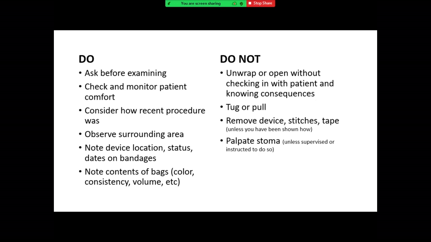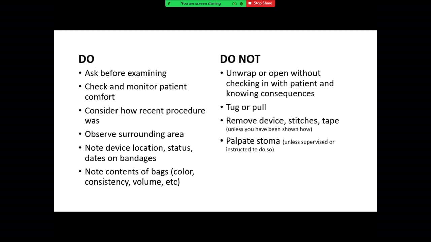Consider how recent the procedure was. Obviously, a drain that's been in for a long time is probably going to be less uncomfortable than one that's brand new. Observe the surrounding area. This is a great time for you to notice an infection starting first, or to report back to the team that something's different. Notice the location of devices and their status. There will be dates on bandages for when they were last changed. Those are all good things to keep an eye on.